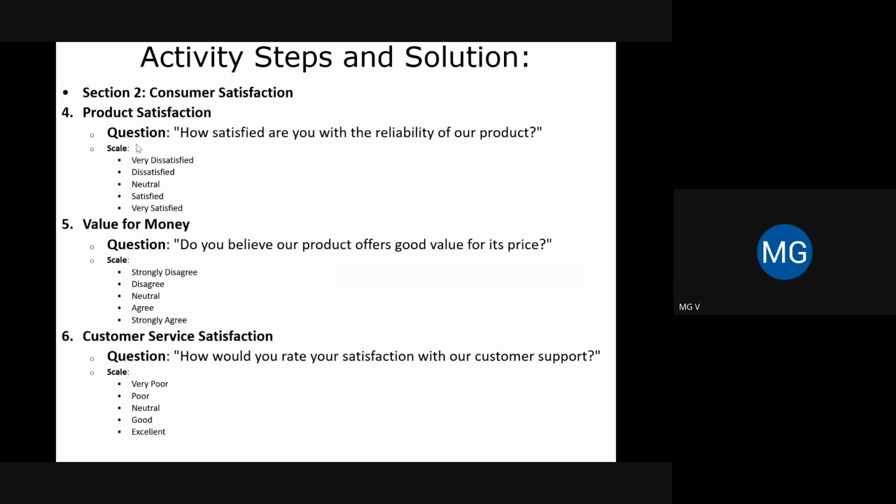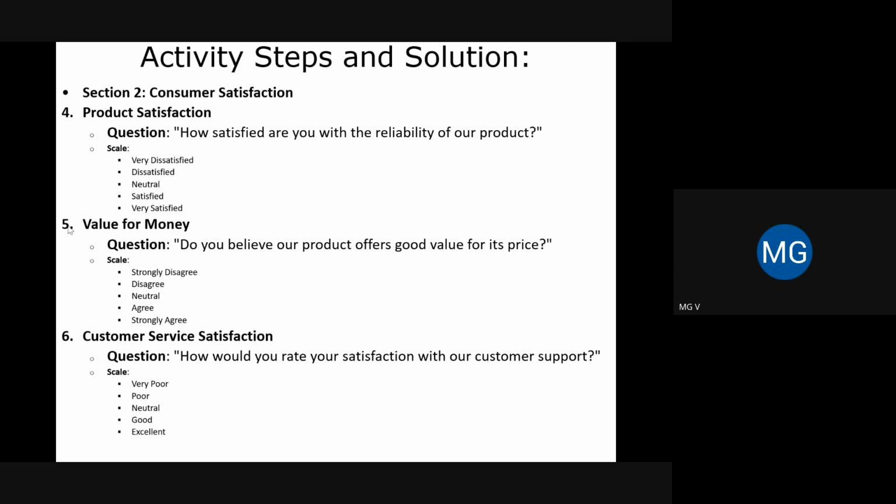Now section B on consumer satisfaction. It has subpoints such as product satisfaction, value for money, or customer service satisfaction. A question related to product satisfaction can be, how satisfied are you with the reliability of our product? So the scale can range from very dissatisfied to neutral to very satisfied.